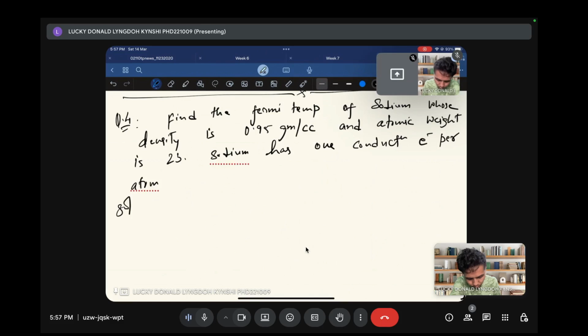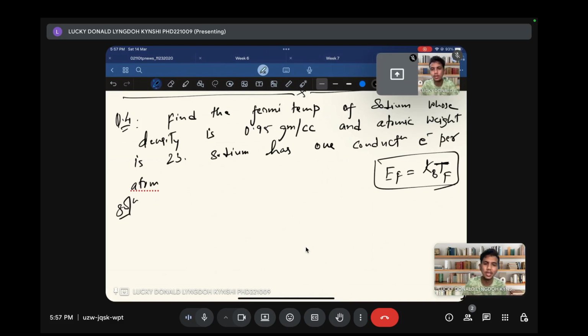Okay, so here again, if you have to find the Fermi temperature, EF is equal to KB TF. Use this formula. This is just a thermal energy; KBT is a thermal energy. So you know EF, you know TF, which is the temperature. So again, now you have to find out what EF is.